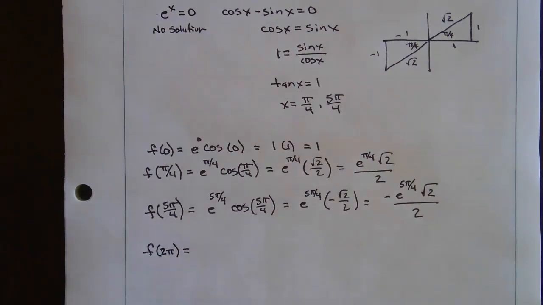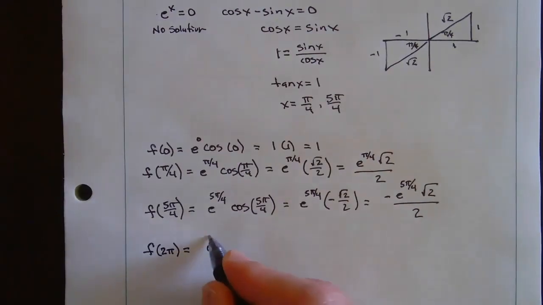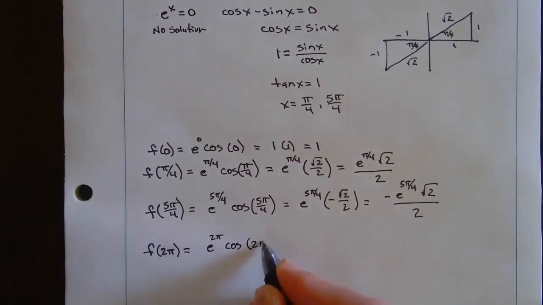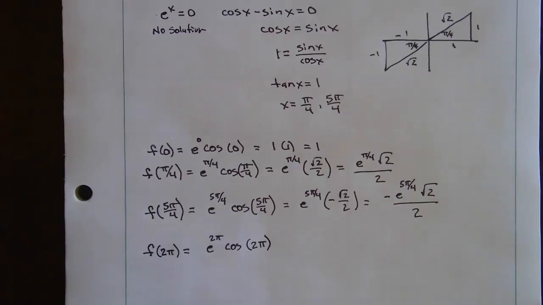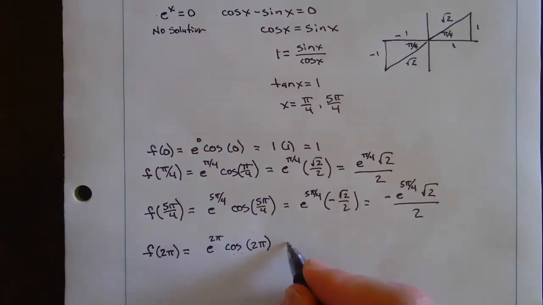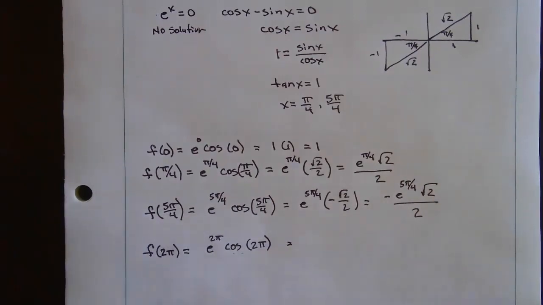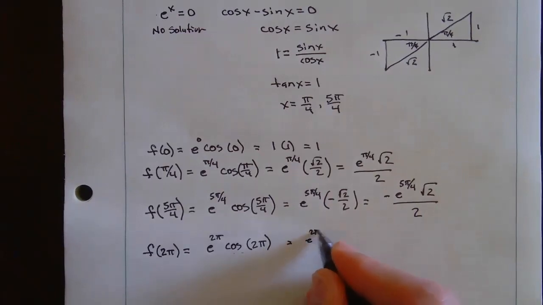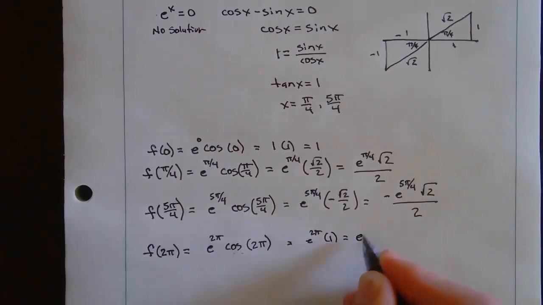Okay, f of 2 pi, which would be e to the 2 pi cosine of 2 pi. Cosine of 2 pi is negative 1. Oh, I'm sorry. Cosine of 2 pi would be 1, right? Because you're back to where we started. So this would be just e to the 2 pi times 1, which would be e to the 2 pi.